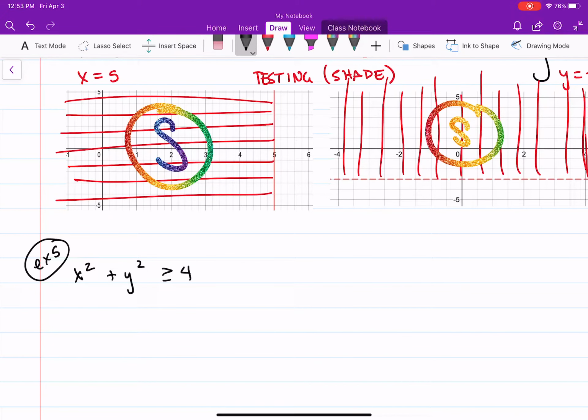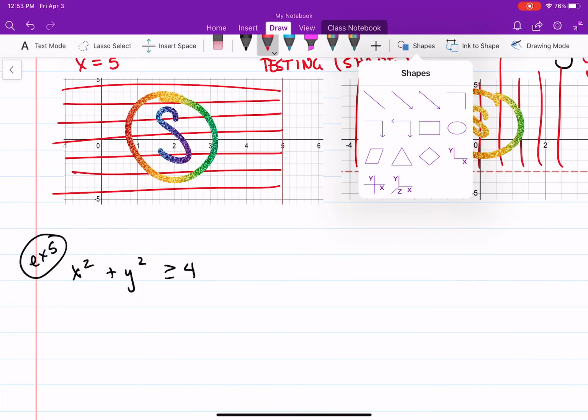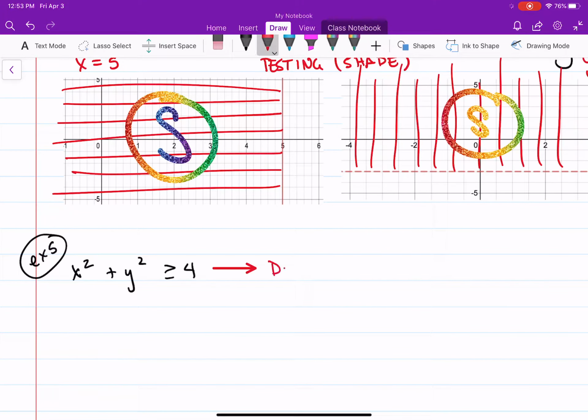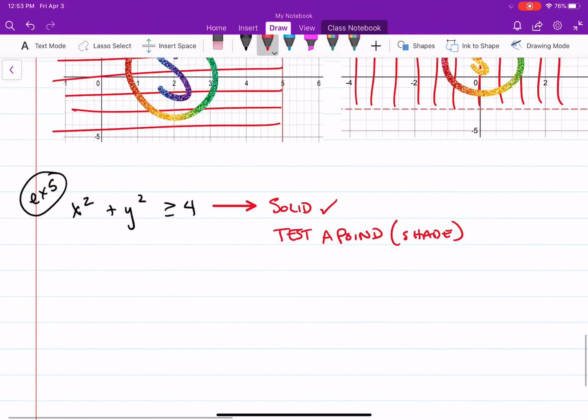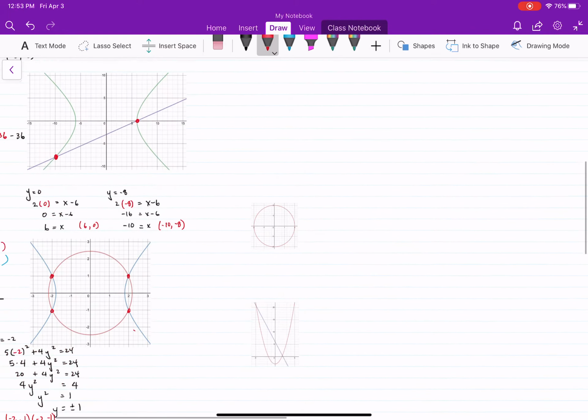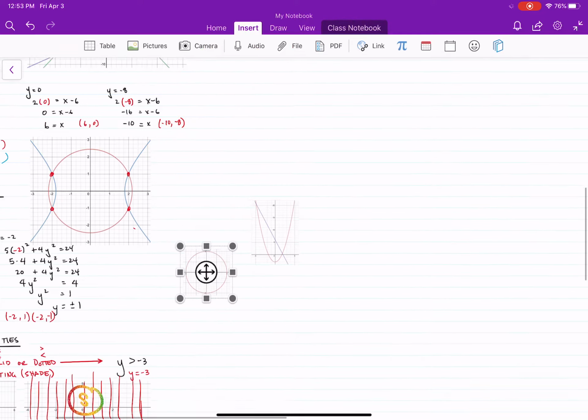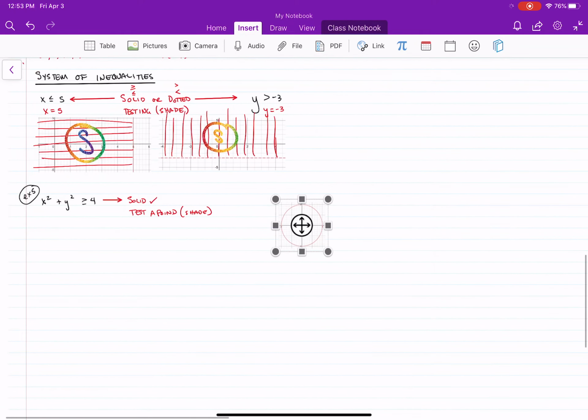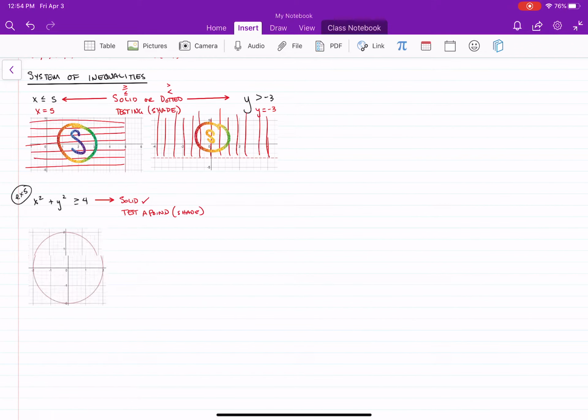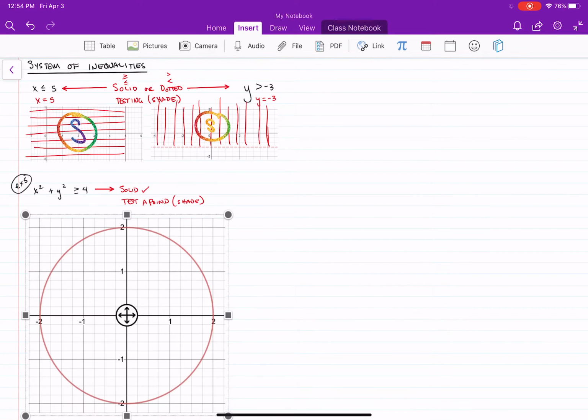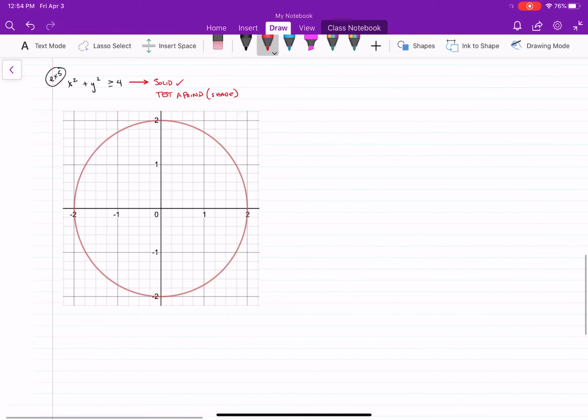I know that this is a circle. And what else do I know? I know that this is dotted. I'm sorry, solid. And then when testing comes, I'm going to have to test a point so I know where to shade. All right, so let's go ahead and graph this, and the graph of this is going to look something like this.